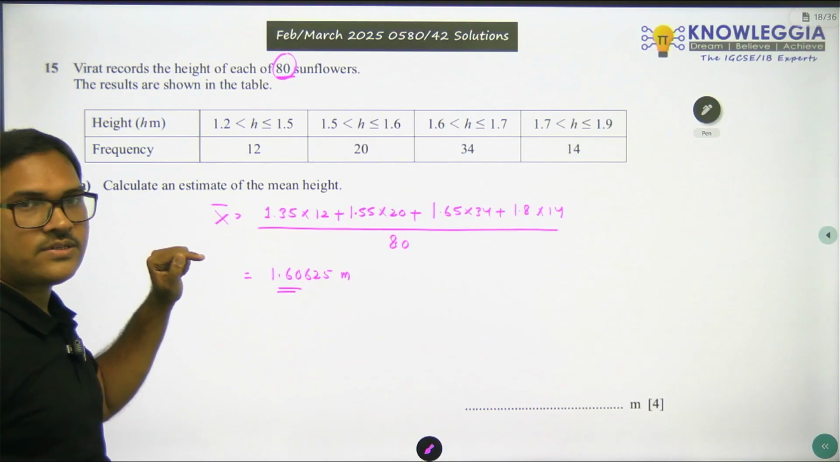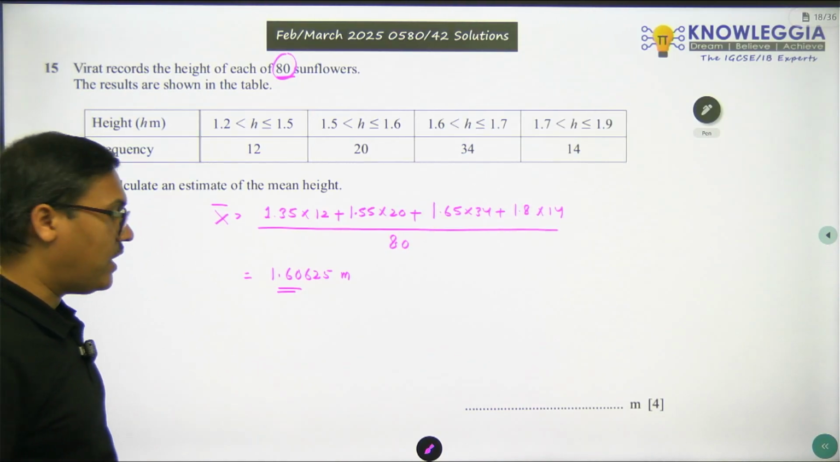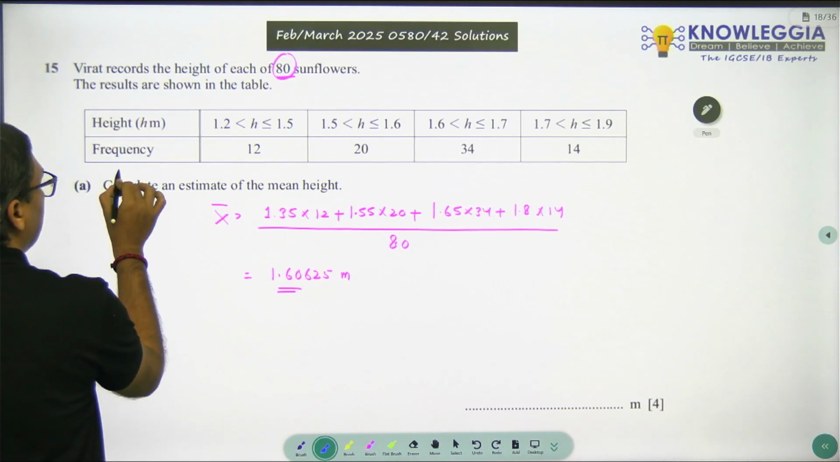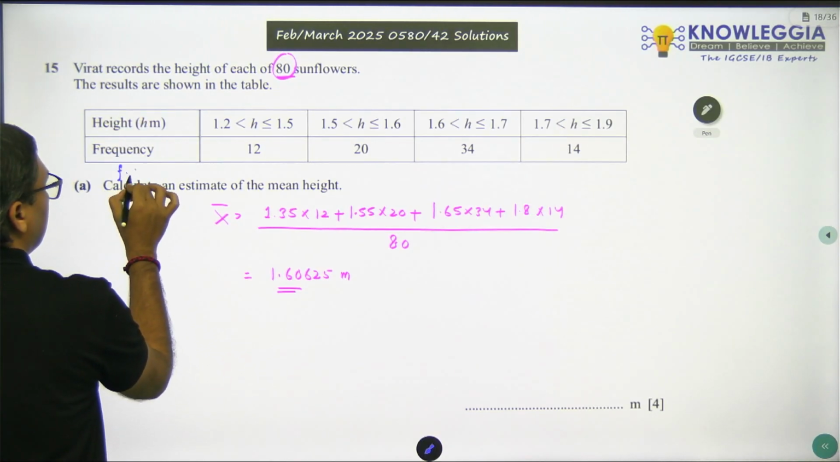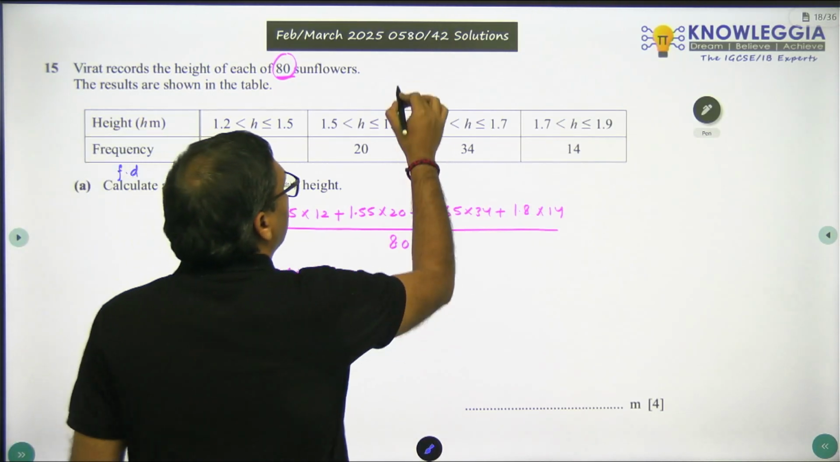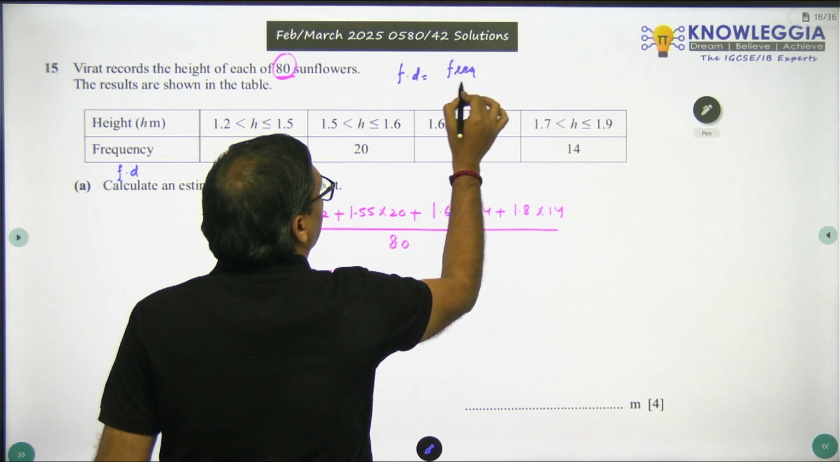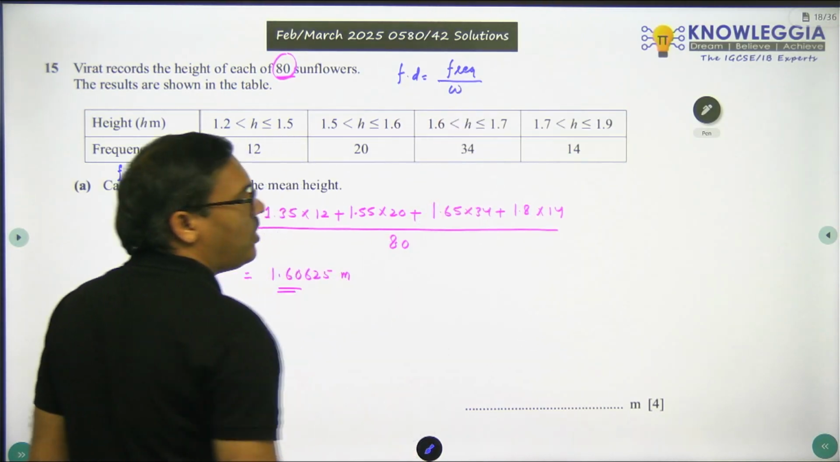When the class intervals are not the same, you have to plot the frequency density. Now, how to find the frequency density? First, we have to find the frequency density. I write here frequency density. Now, what is frequency density? This is equal to frequency divided by the width of the class.